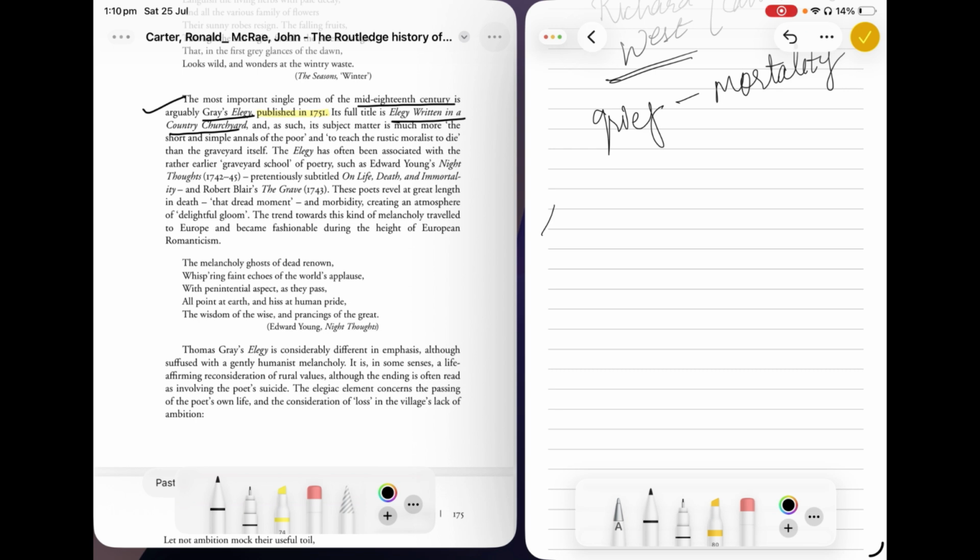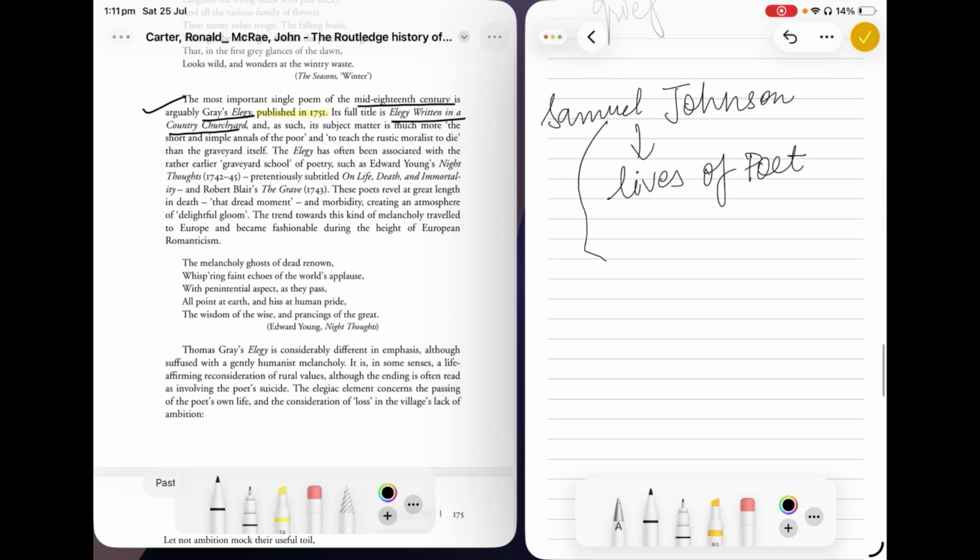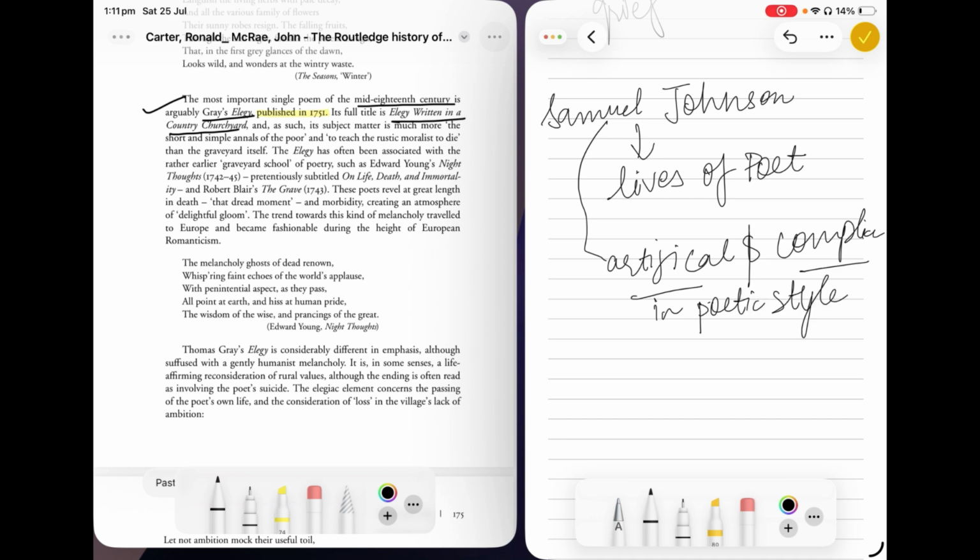But what happened? The famous writer Samuel Johnson didn't like this theme of showing grief in the form of poetry. So he criticized Thomas Gray in the Lives of the Poets. You will also find that Thomas Gray wrote with imagination and poetic skill that was not liked by Samuel Johnson. So he criticized his imagery, and for using too many artificial words and a complicated style in his poetry. He targeted Thomas Gray in his poetic style. He also criticized because of the Pindaric ode.